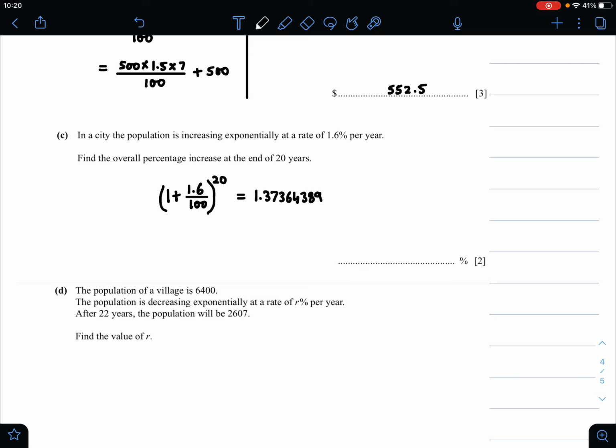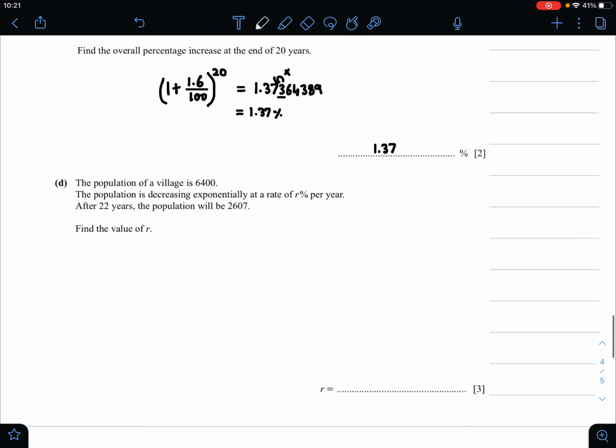Which will give us our final answer as 1.37364389. Now since we need to give our final answer in 3 significant figures, our final answer will be 1.37, because the fourth significant figure in this case, which is 3, is less than 5. So it won't round off the 7 to the next number. Now let's move to part D of this question.